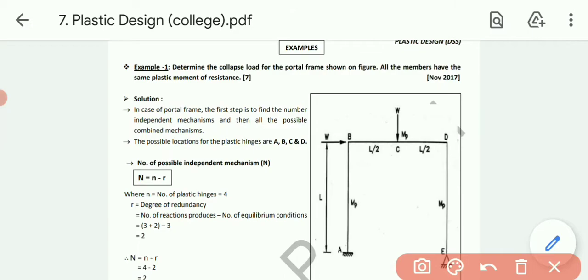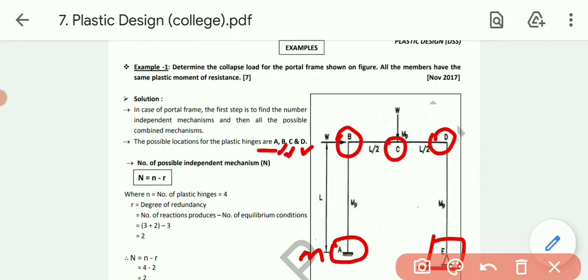Plastic hinges are always produced at a fixed support, at an intermediate support and at the location of the load. As we can see, at A a fixed support is there, so moment will be produced. So plastic hinges will be produced at A, then B, that is an intermediate support, then C, that is the location of the point load, so one will be produced over there also. D is an intermediate support, so at D. And talking about E, it is a hinge support. At a hinge support moment is never produced, so a plastic hinge will not be produced there. So ultimately plastic hinges will be produced at A, B, C and D.